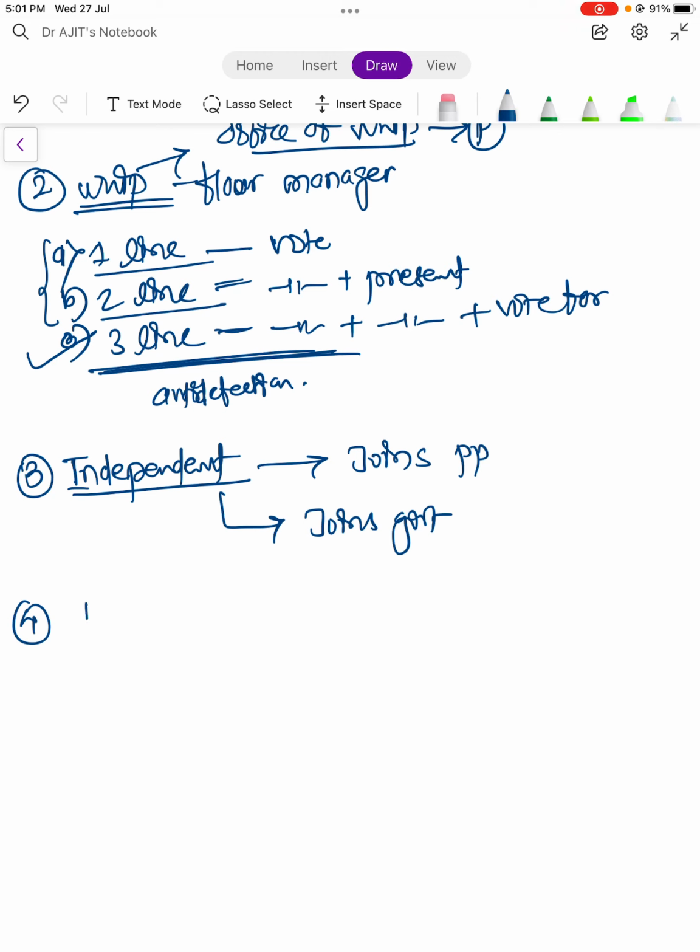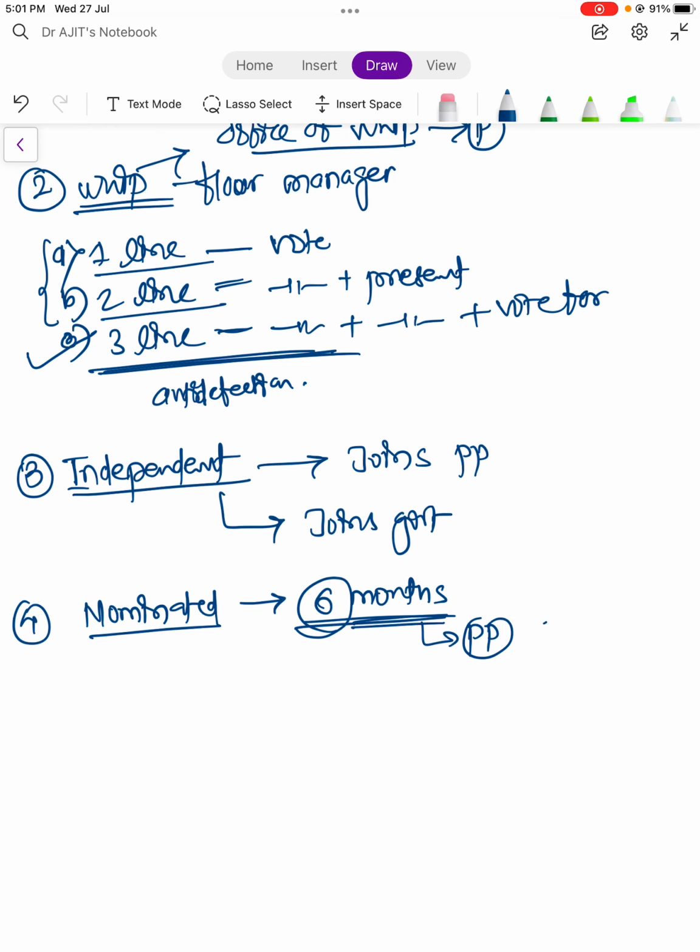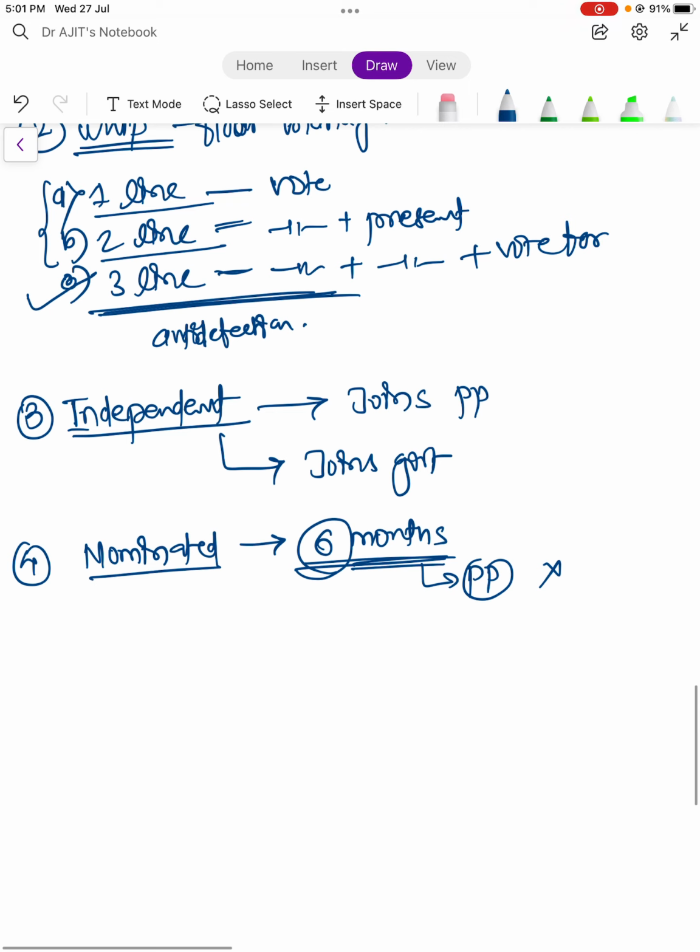Then the fourth case is nominated members. What happens to the nominated members? There is only one condition, that is of 6 months. If any nominated member joins any political party within 6 months, he will not be disqualified under anti-defection. But if he joins a political party after the expiry of 6 months, he will be disqualified under anti-defection, right? Got it? Now we have discussed almost all provisions of the anti-defection law.